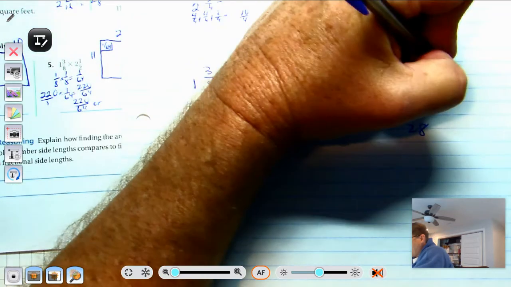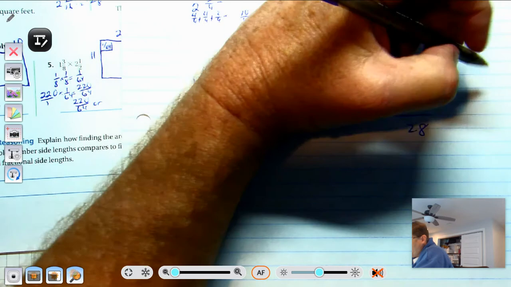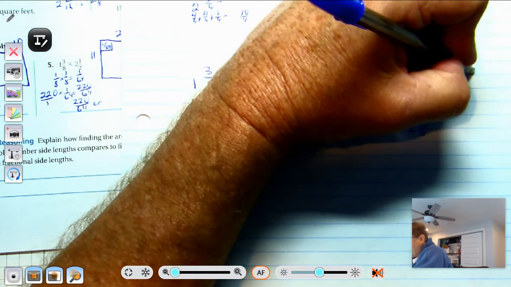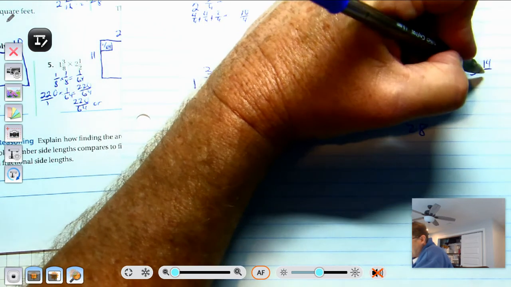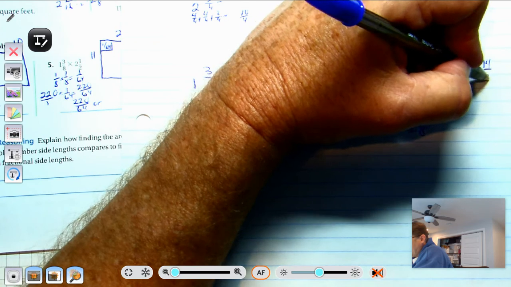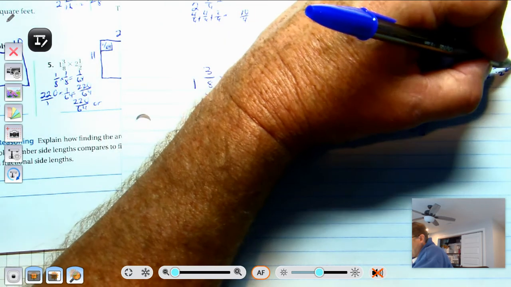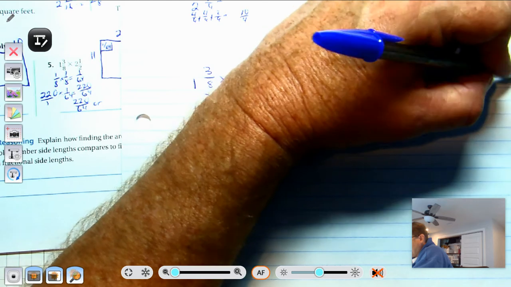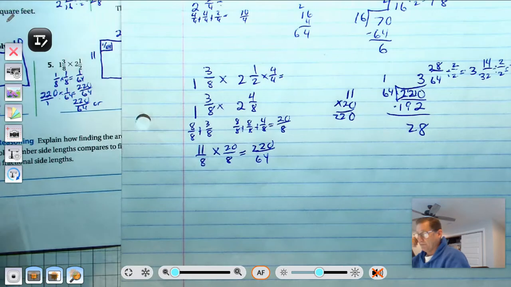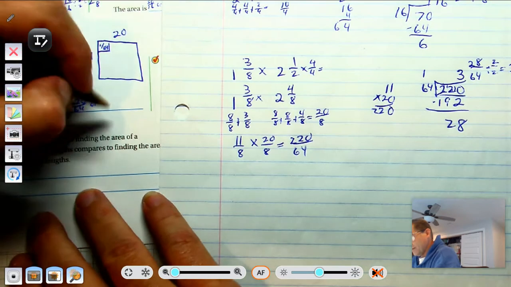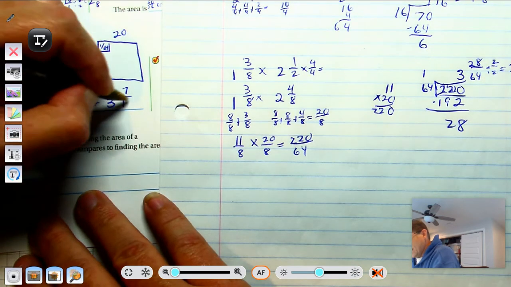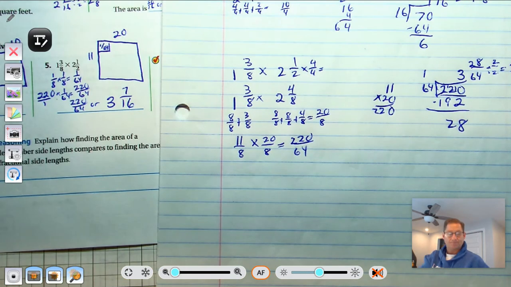Well, I know I can reduce at least by 2. So I get 3 and 14/32. I can reduce by 2 again, and I get 3 and 7/16. Now that's as simple as I can get because 7 is prime. So, 3 and 7/16.